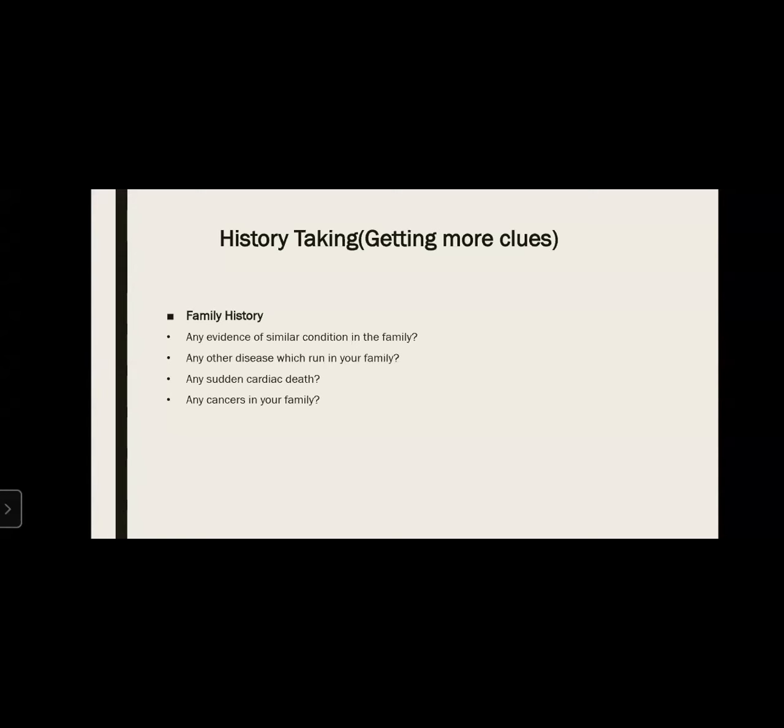And then any other disease which runs in your family. Say, for example, some congenital problems, hypertension, diabetes, or anything like that. Then, of course, you need to ask any sudden cardiac death in your family, and any cancers in your family.